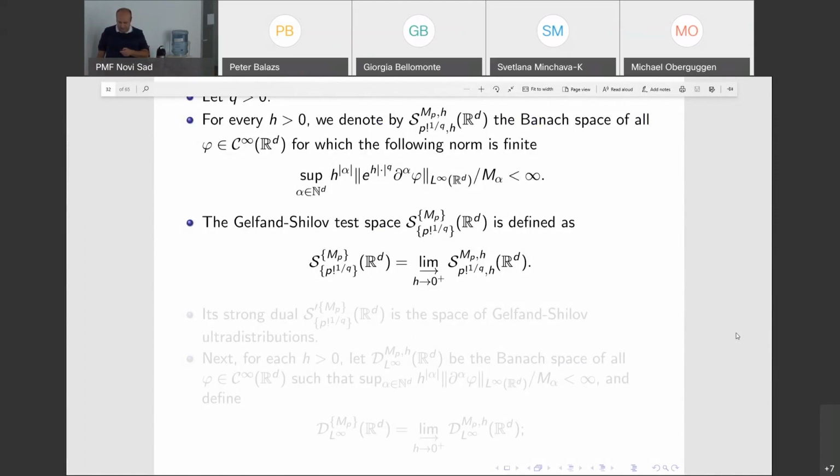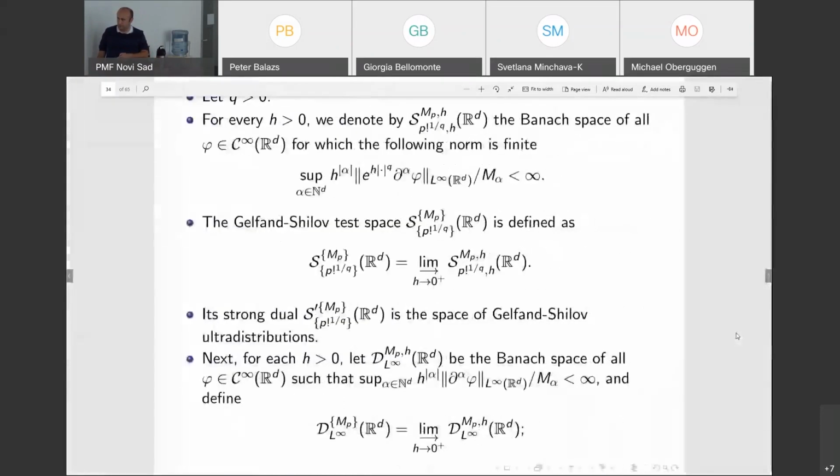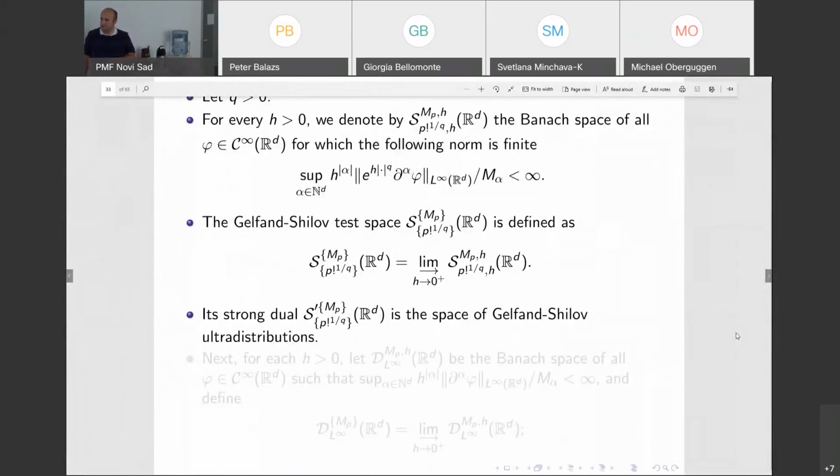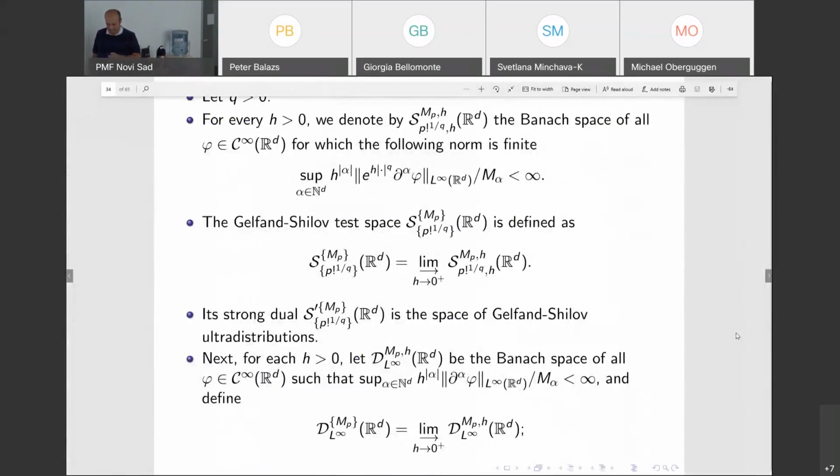And then we take the strong dual, in the setting of locally convex spaces, and we call it the space of Gelfand-Shilov ultradistributions. However, we need a second type of space. These are the D_L^∞ spaces. These are spaces of smooth functions for which the derivatives are simply bounded and nothing more. And then we take the union, as a set. This is the D_L^∞ space.